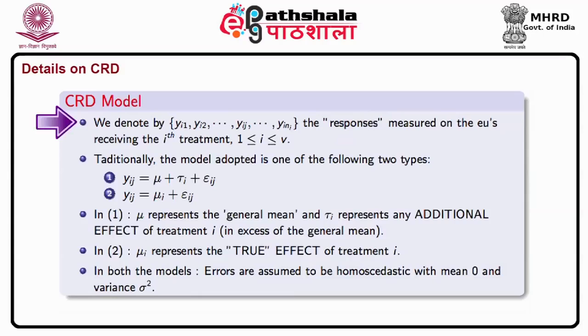Okay? Yes, yes. Continue, please. And here, obviously, i runs from 1 to v, over as many treatments as there are available in the experiment, and v is the number of treatments. Right. Yes, sir.